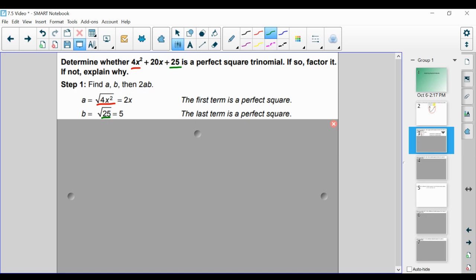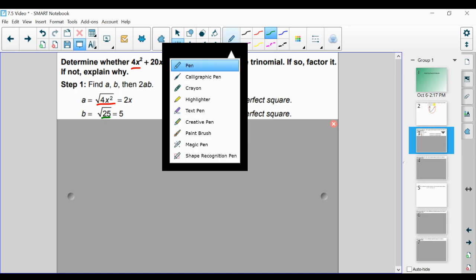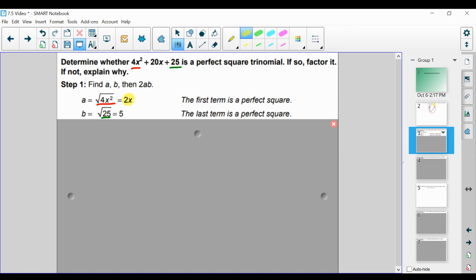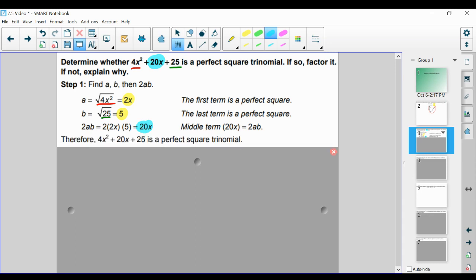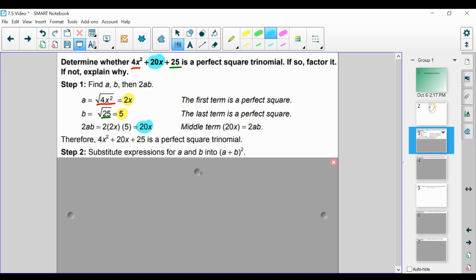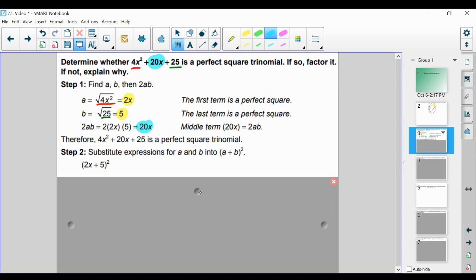And in order for us to get the 2ab, what we need to do is take the product of a and b, so now 2x and 5, multiply them together to get the product, that's 10x, and now we're going to double it. So that's 2ab. We have 2 times 2x times 5, that is indeed 20x. And since we do get 20x, which is what's in the middle, this is going to be a perfect square trinomial, and we can factor it as 2x plus 5 squared.